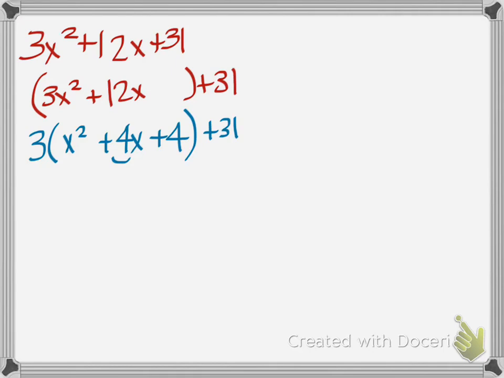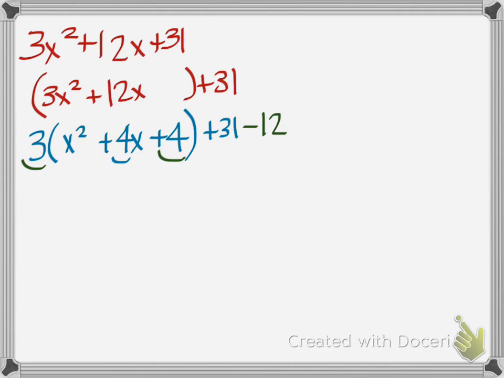Now what we're going to do is multiply 3 times the 4 that we came up with to complete this square inside the grouping, so that we can subtract it from this constant so that we do not change the value of our equation. So 3 times 4 is 12, so we're going to subtract 12 from this constant.